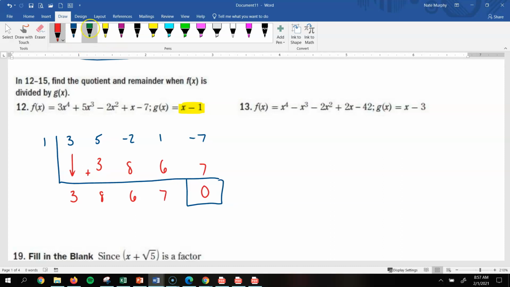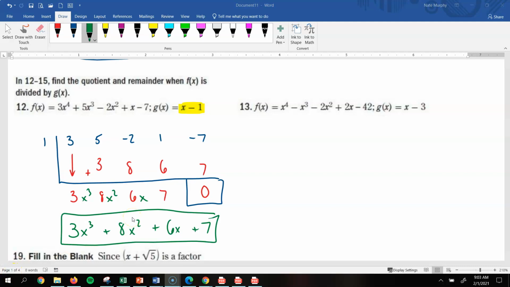So then we just have to put in our values for x. Remember what happens closest to the remainder? That stays a number. So this will be an x, this will be an x squared, this will be an x cubed. So we would say our answer is 3x cubed plus, don't forget the plus in there, 8x squared plus 6x plus 7.